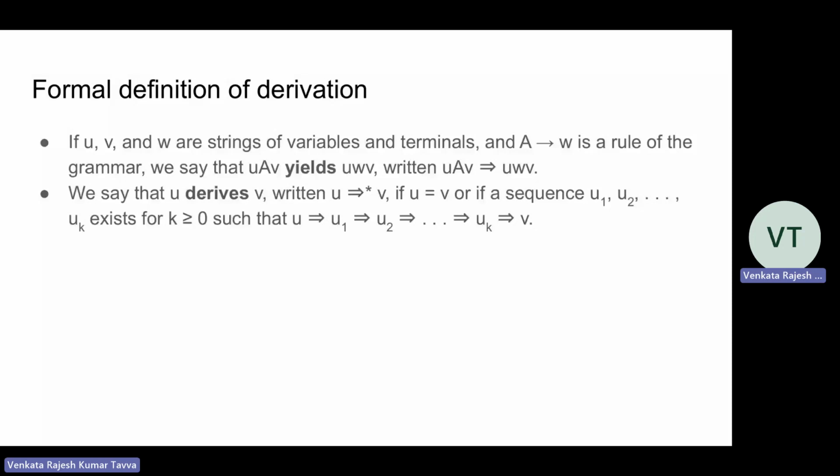Okay, so by now I believe you understand the difference between yielding and deriving. What is the difference? Basically, when you go from one string to another string in exactly one step, that is yielding. This string yields this string. Whereas if you can go from one string to the other string in 0 or more steps, that is deriving. So you can derive v from u if you can go from u to v in 0 or more steps, whereas you can yield v from u if you can go from u to v in exactly one step. That's the only difference. Okay, so star, again, same meaning, 0 or more steps.